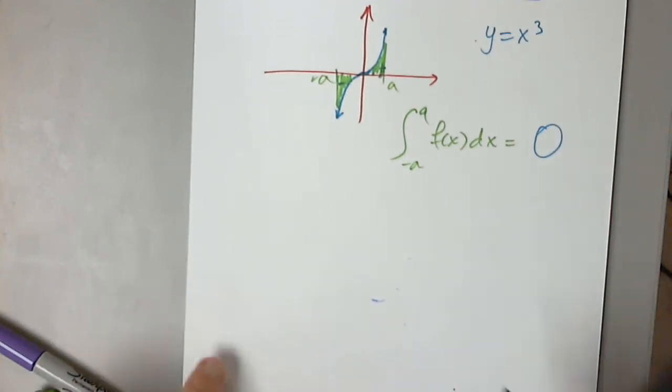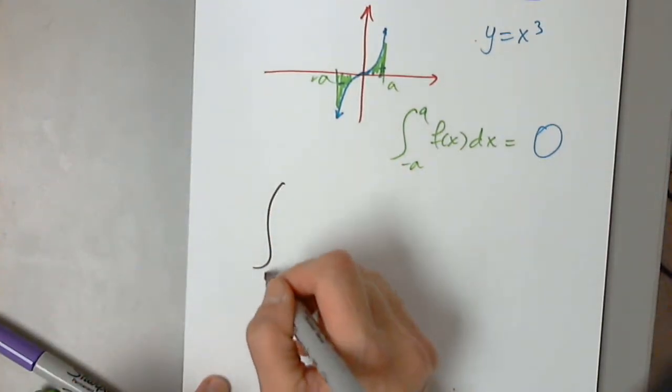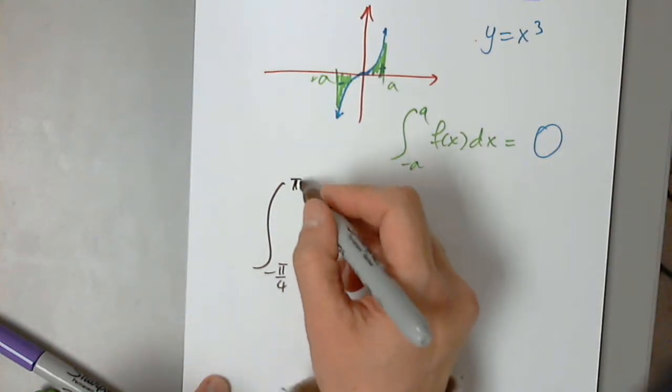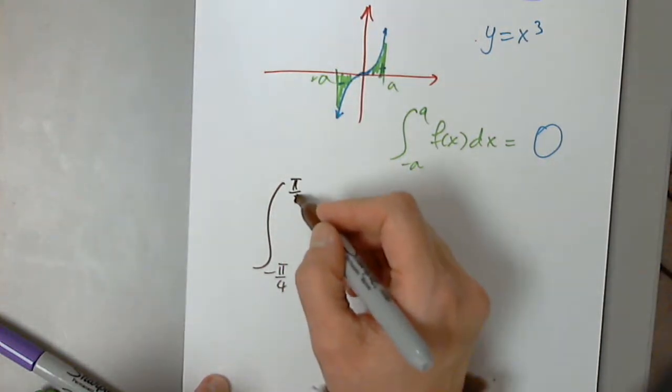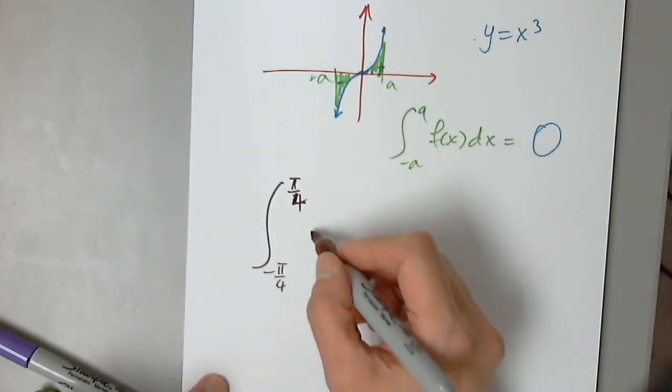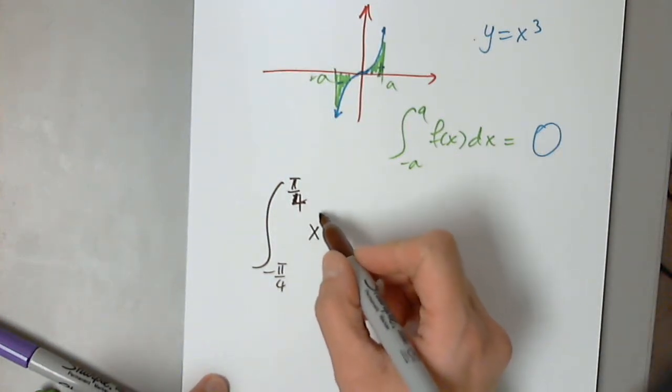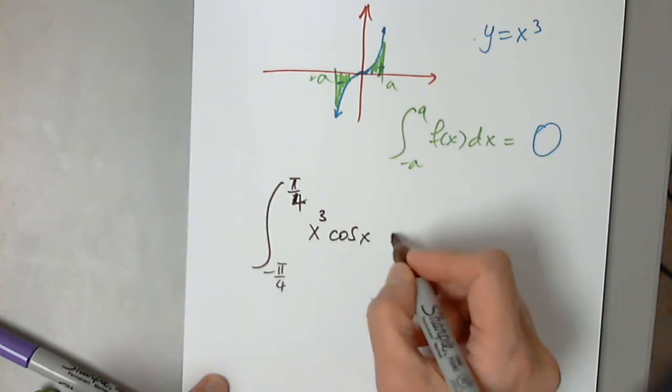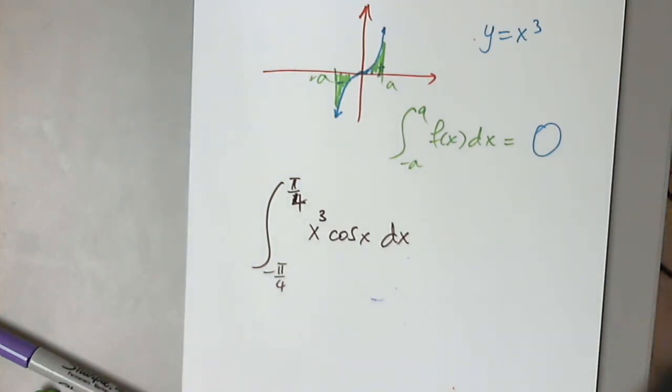So here's a simple example. The integral from negative pi over 4 to pi over 4 of x cubed cosine x dx. So here's what goes to my mind when I see an integral like this.